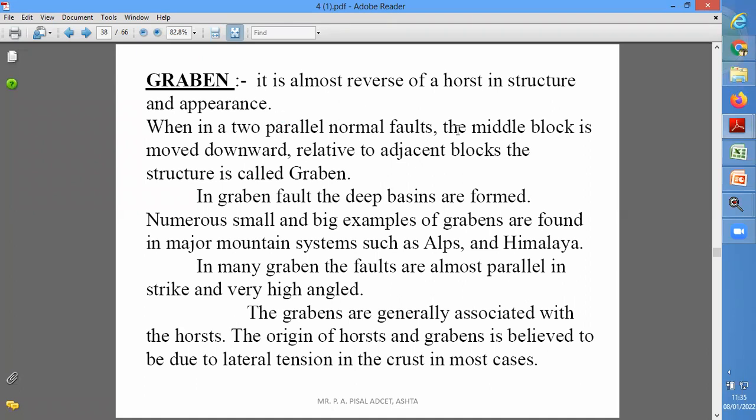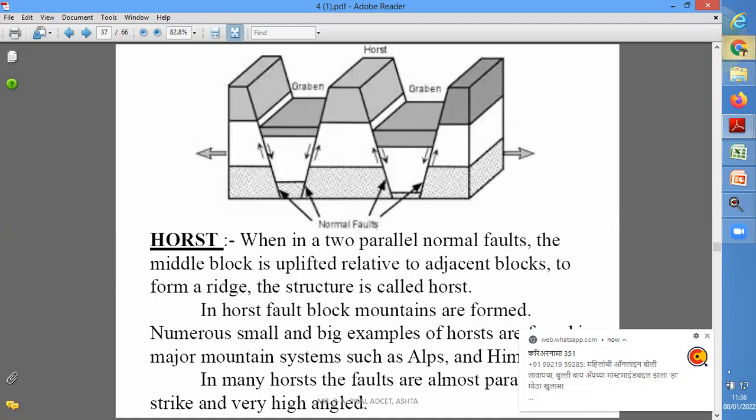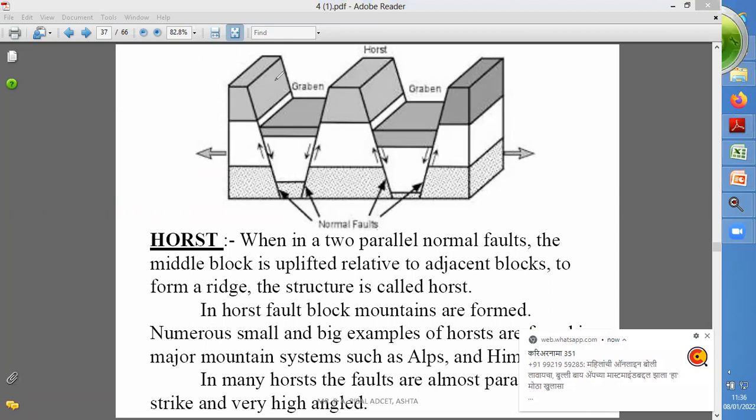Two parallel normal faults. The middle block is moved downward relative to the adjacent blocks. The structure is called a graben. Okay. Now when you look at this fault, consider the first, second and third block.